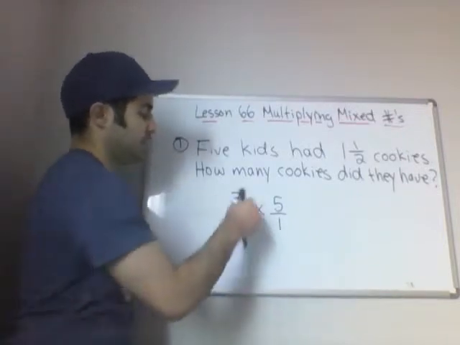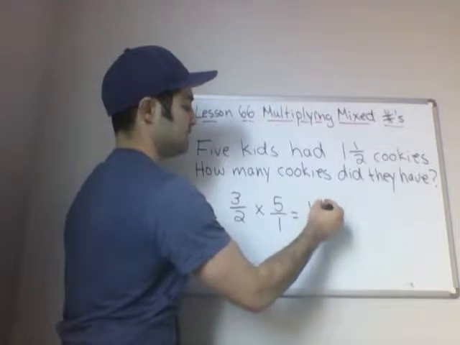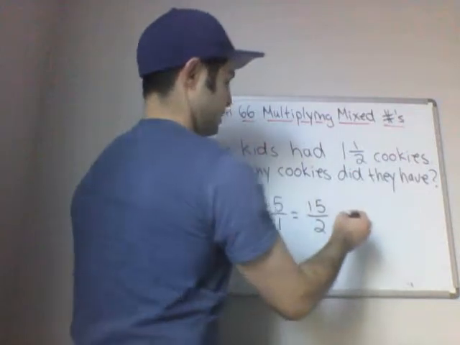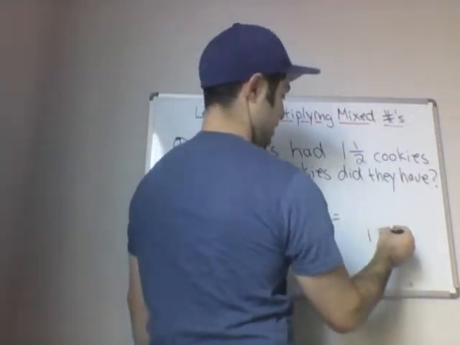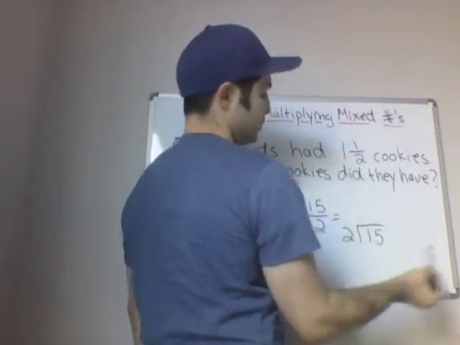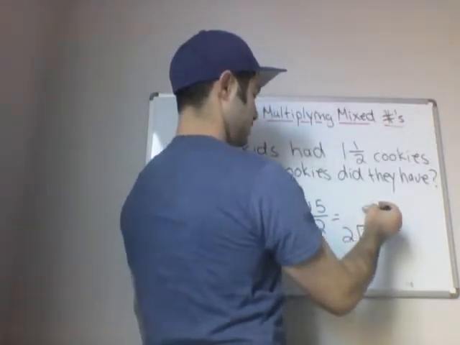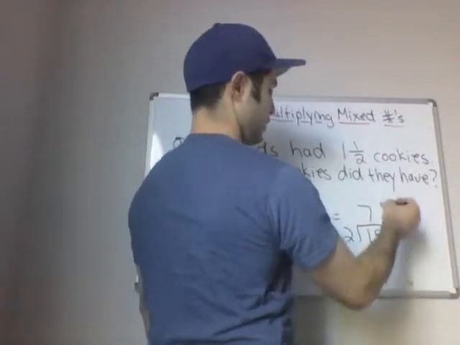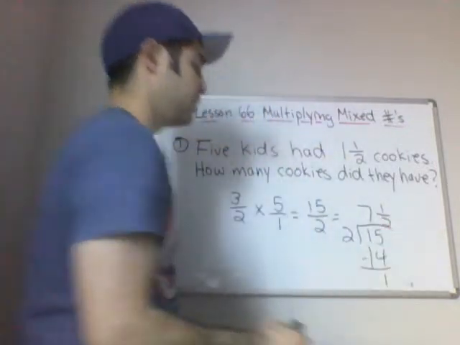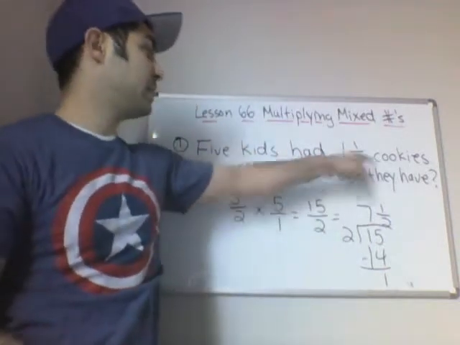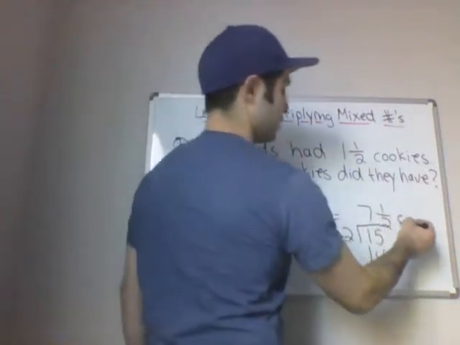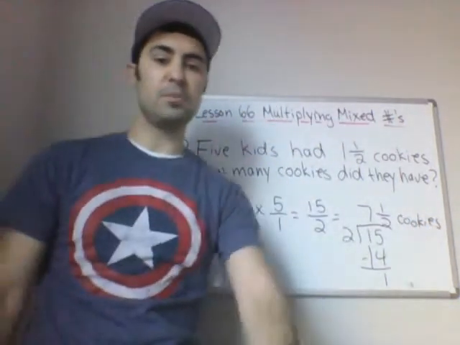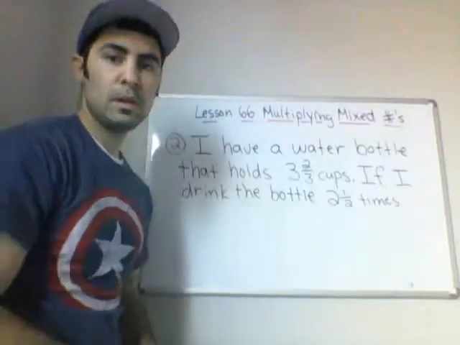Now we can multiply. 3 times 5 is 15. 2 times 1 is 2. And then you can do top divided by bottom. 15 divided by 2. Some people can do it in their head, that's fine too. So that's going to be 7. 7 times 2 is 14, subtract, 1 left over. So your answer is going to be 7.5. So if 5 kids have 1.5 cookies, you have 7.5 cookies. Okay, so that's a real life example. So let's go ahead and do a couple more practice.